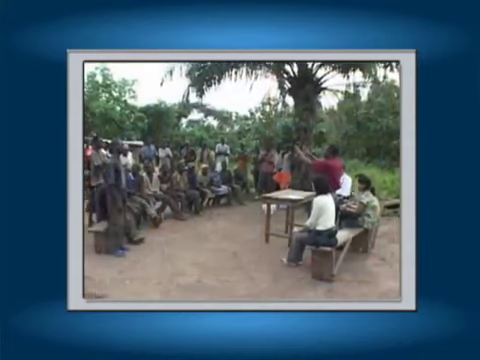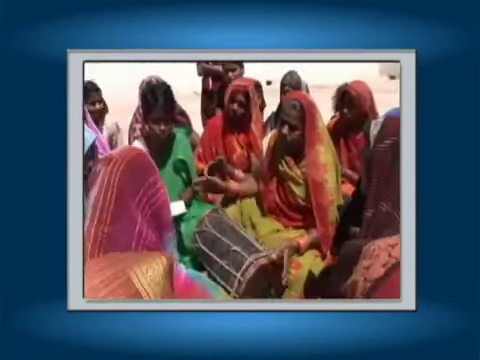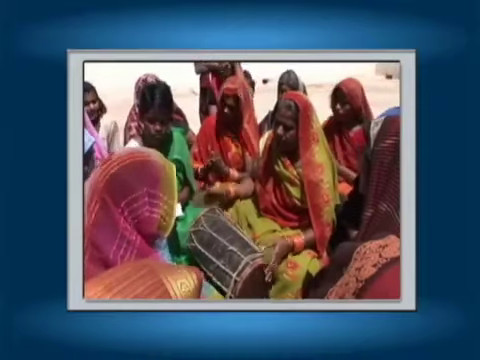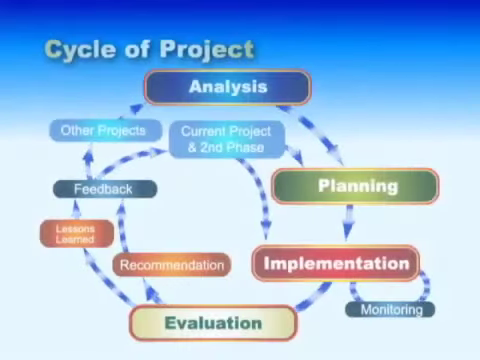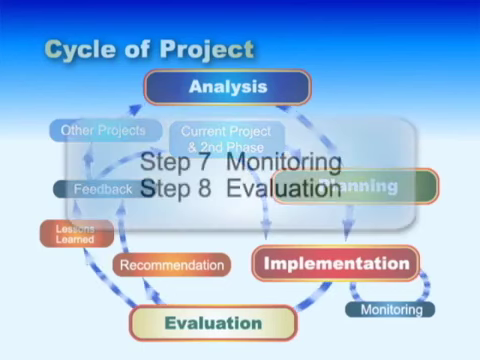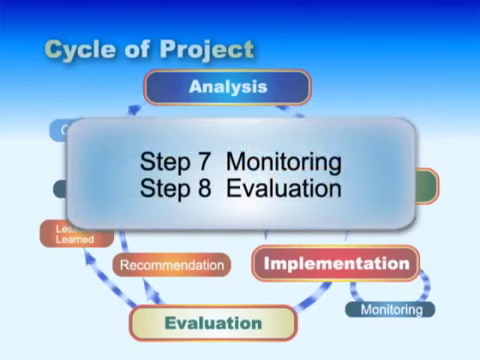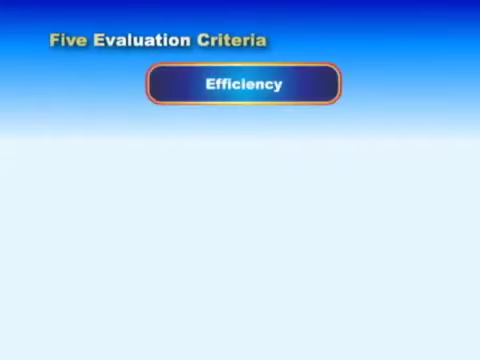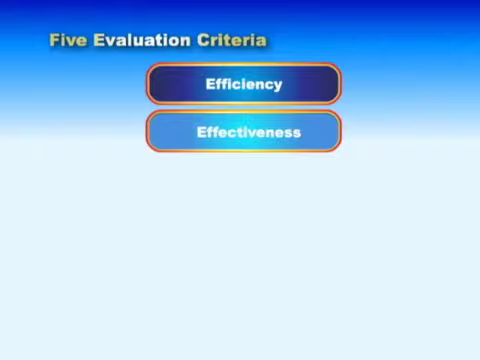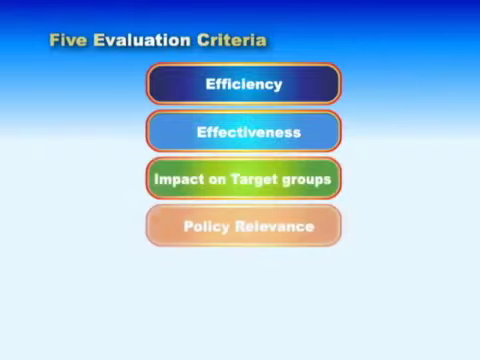These analysis and planning steps are taken in the form of workshops where people from various groups involved in a potential project meet and share ideas for analysis and planning. After the project activities were launched, follow Step 7, Monitoring, and Step 8, Evaluation. Evaluation is made based on 5 criteria, namely efficiency, effectiveness, impact, relevance, and sustainability.